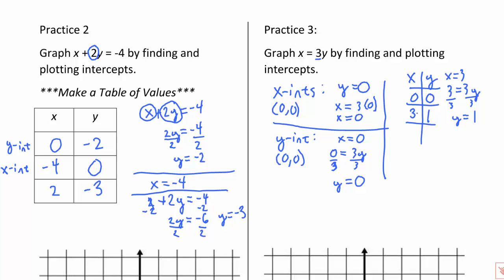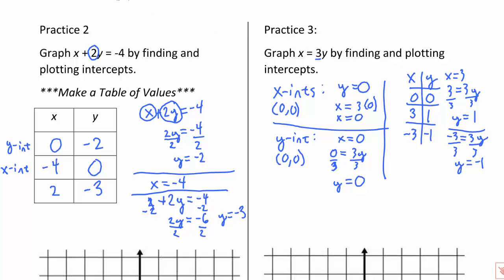But just to make sure that we're correct, I'm actually going to go down from 0. So 0 minus 3 is negative 3. I'm going to plug that negative 3 into the function again. That's going to give me negative 3 is equal to 3y. I'm going to divide by 3 on both sides. That means that y is equal to negative 3 over 3, which is negative 1. So there you go. Now I have a good table of values.